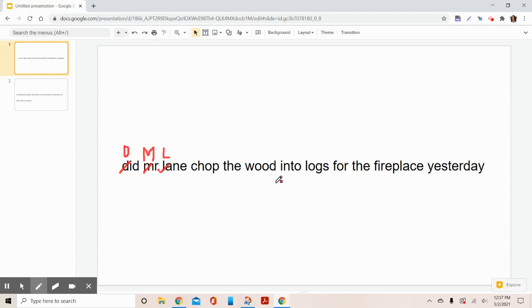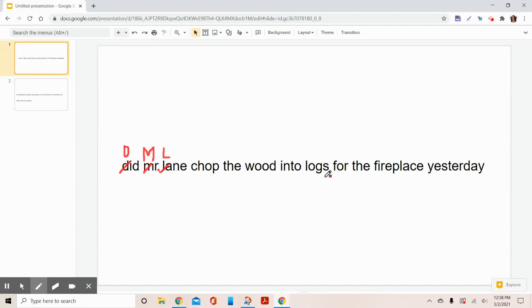This one's tricky because when we see wood, we don't see an S, we don't see an ES, and the word didn't change. But when we think about what that means, did Mr. Lane chop the wood into logs? So are we thinking it's just one piece of wood or is it more than one piece of wood that is going to be made into logs? This one's tricky. It probably is a plural because wood can mean a whole pile of wood or it can just mean one. But since they're making logs, I'm thinking that it's probably a plural noun.